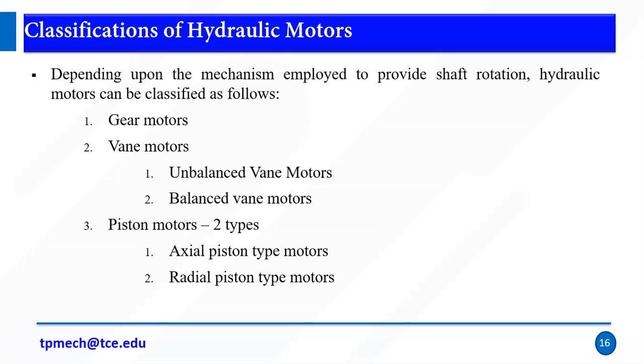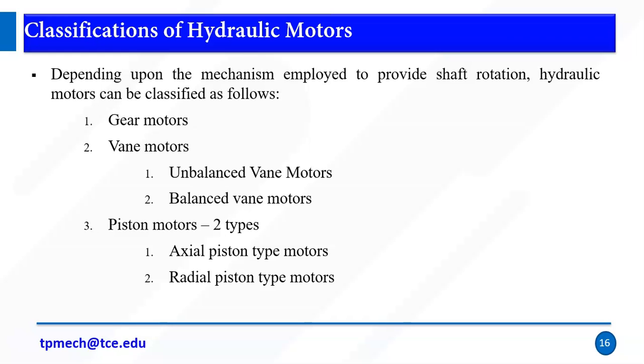Again, depending upon the mechanisms employed to provide shaft rotation, hydraulic motors can be classified as follows. It may be the gear motor, vane motor, and piston motors. The gear motor is similar to a gear pump. The only difference is here we can use an external gear motor also. Some internal gear motors are also available. For vane motors, it may be the unbalanced vane motor or balanced vane motors. For piston motors, it may be two types. One is the axial piston type motors and then radial piston type motors.